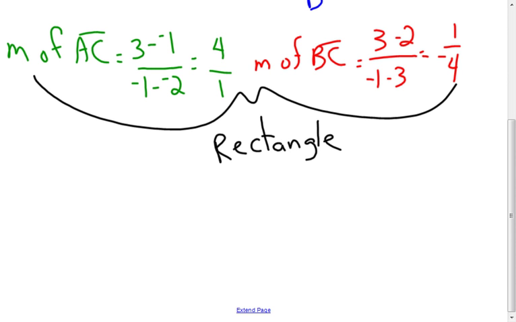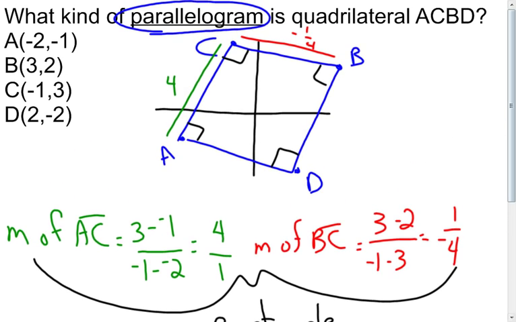Well, now I need to check to see if it's a rhombus. So I have a couple options here. I could check how long segment AC and how long segment BC is. If they were both equal in length, I know it's a rhombus because I already know it's a parallelogram. I already have two sets of congruent sides, so if I check the two that are next to each other and those are congruent, then I'm going to know all four of them are congruent. I don't like that method because the distance formula to me takes a long time.